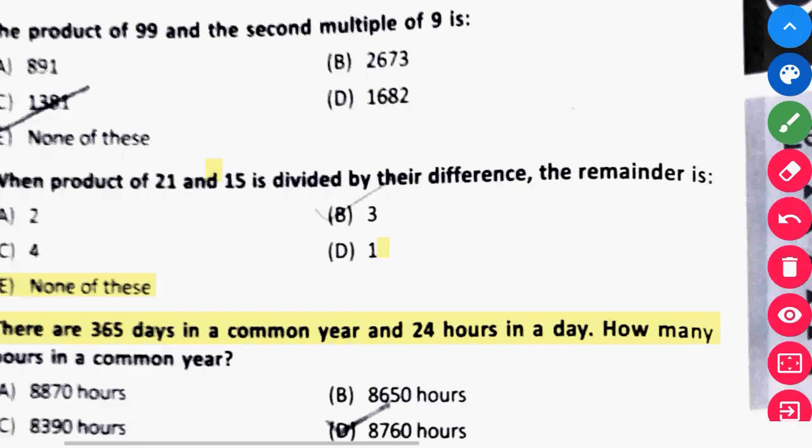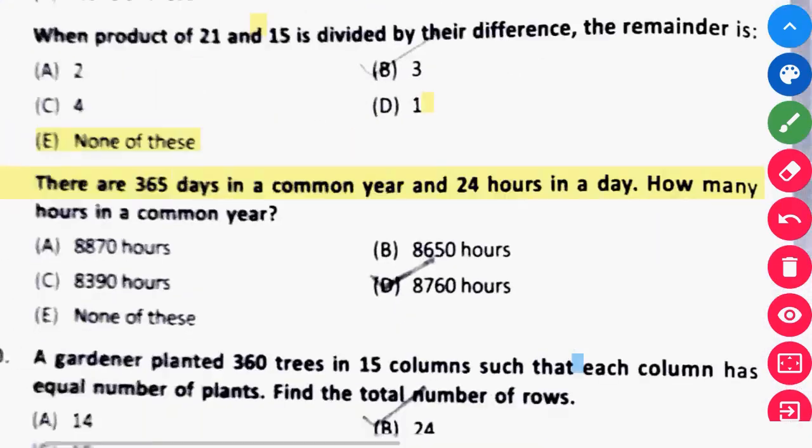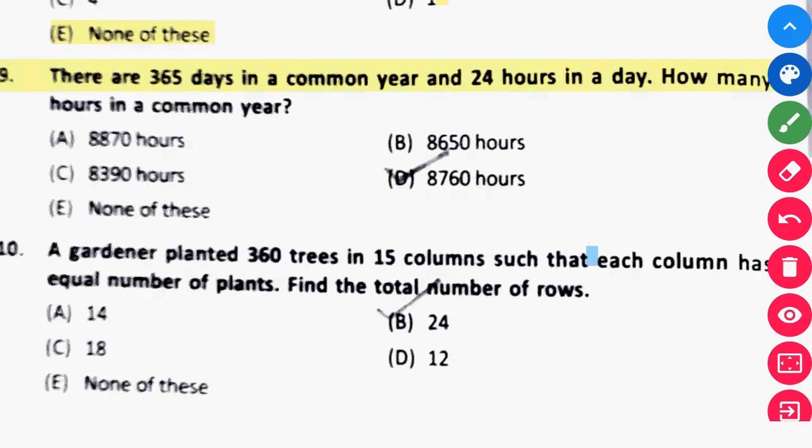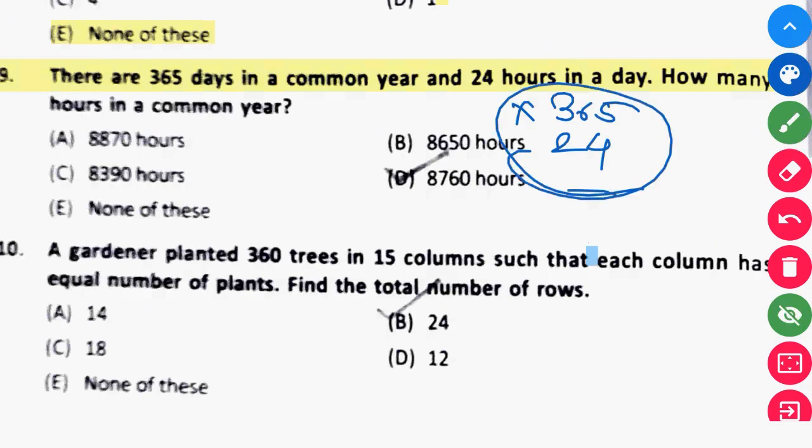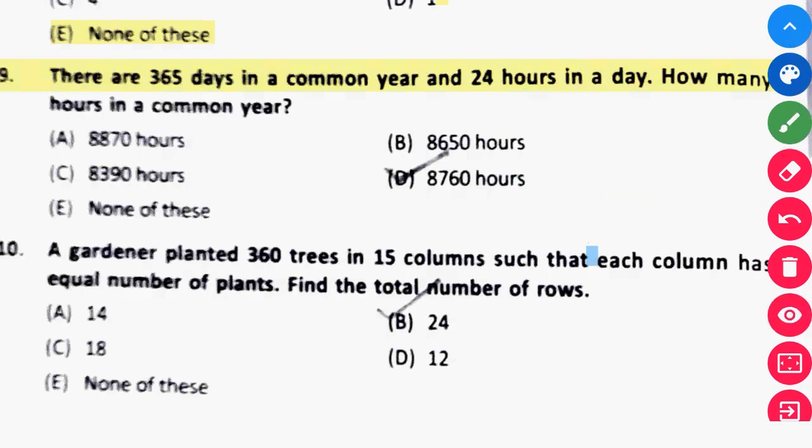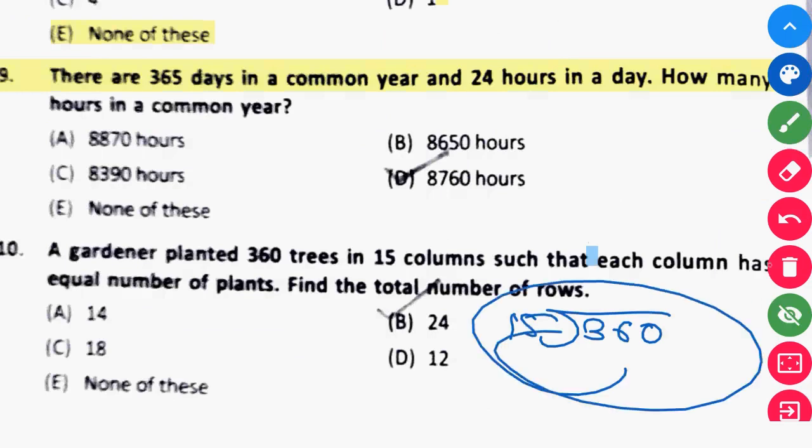Now the next question is, there are 365 days in a common year, 24 hours in a day. How many hours are there in a common year? What you are going to do here is, you just multiply 24 and 365 and you get your answer. Okay. Now a gardener plants 360 trees in 15 columns such that each column has an equal number of plants. Find the total number of rows. Now just divide 360 by 15 and you get your answer.